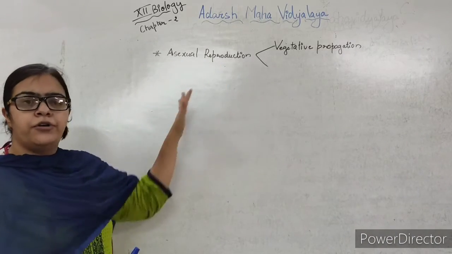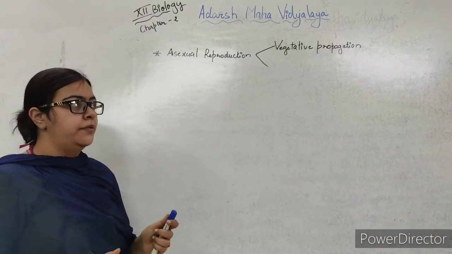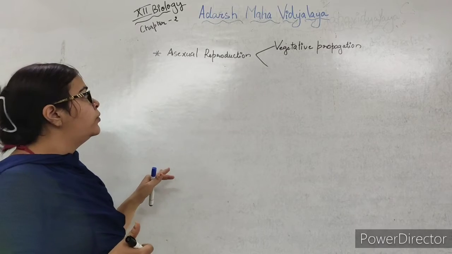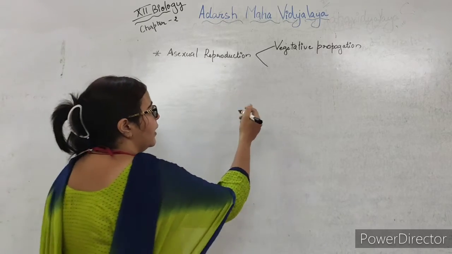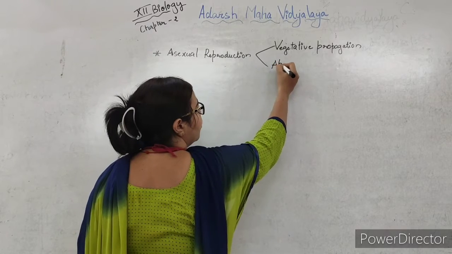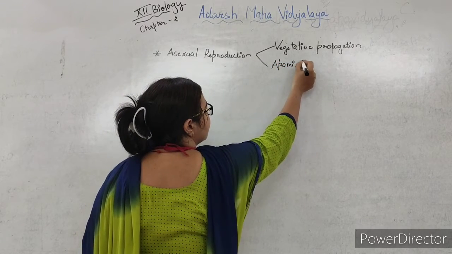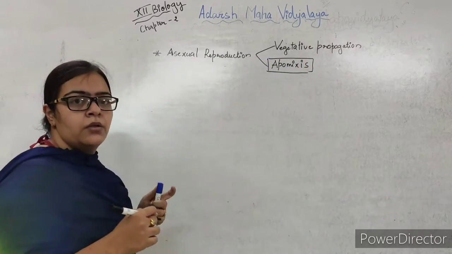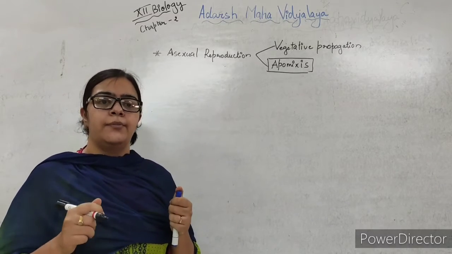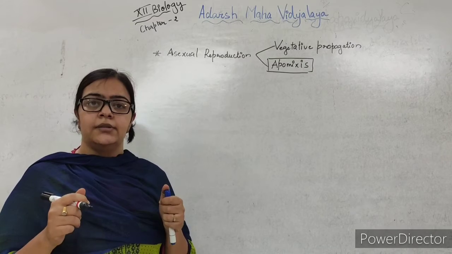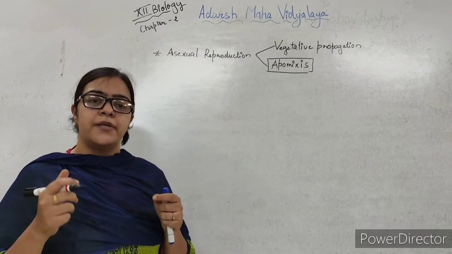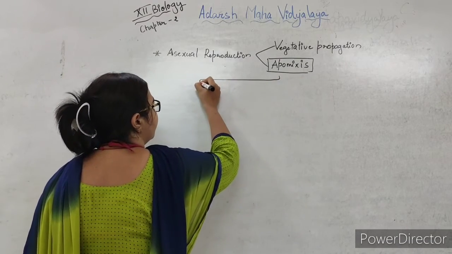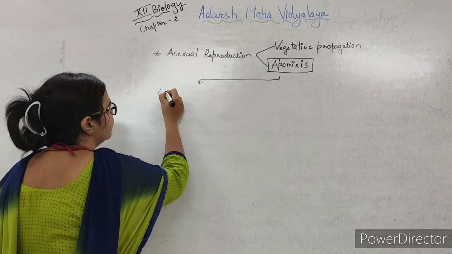Asexual reproduction. We have already talked about asexual reproduction in the first chapter. So asexual reproduction can be divided into two parts when we are talking about plants, that is vegetative propagation, and a new term, apomixis. So apomixis is a special type of reproduction that is done by a specific means, that is agamospermy.